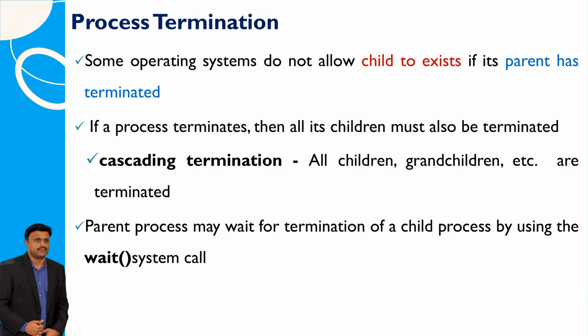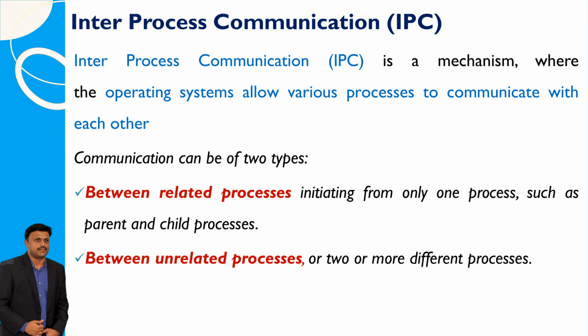To manage this, parent processes can utilize the wait system call to pause execution until a child process terminates, allowing for coordinated termination sequences. Inter-process communication is a crucial mechanism within operating systems that facilitates communication between different processes.